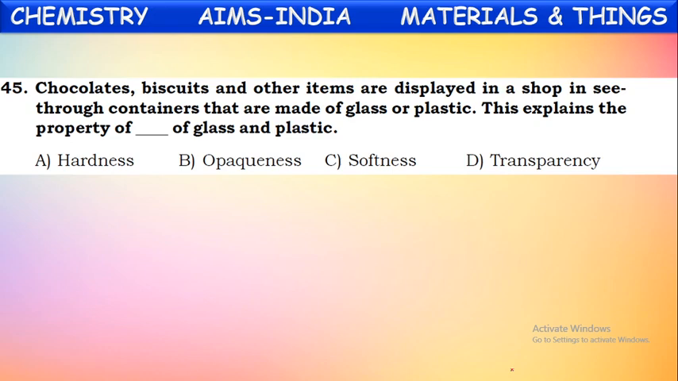What is the property which is explained here? What we have understood here? We are able to see those objects through these containers clearly. What is the property of glass and plastic called? Is it called hardness, opaqueness, softness, or transparency? Yes, it is called transparency. The property by which we can see through the objects clearly is called transparency. We are able to see through the glass material clearly. That property is called transparency of that glass or plastic.